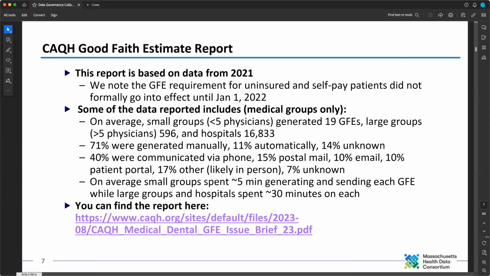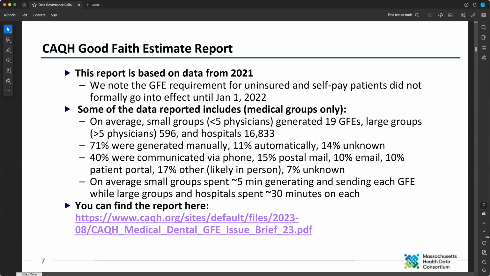The other thing that I found interesting was the amount of time that was spent generating each GFE. And I don't know if it's totally a difference in the type of services or if it's the level of overhead and the number of people that had to touch them. But the small group spent about 5 minutes generating each one, while both the larger groups and the hospital spent about 30. One of them was 30 minutes and one of them was 31.